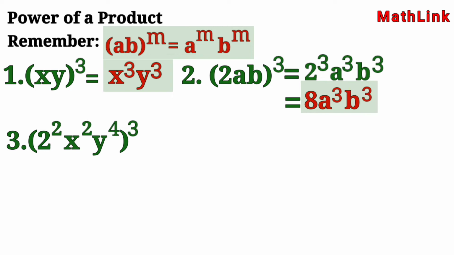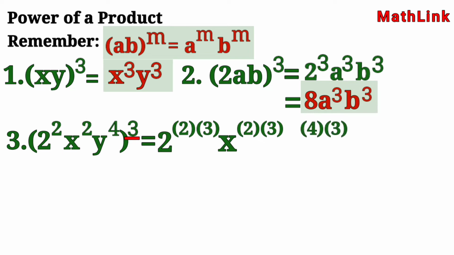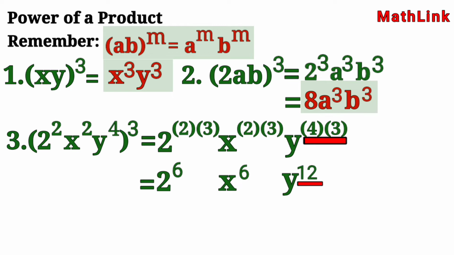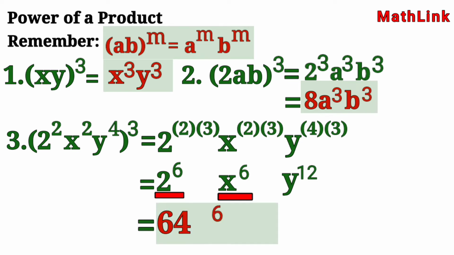Example number 3. The quantity 2 squared x squared y to the fourth power, raised to 3, is equal to 2 squared times 3, x squared times 3, y to the fourth power times 3, is equal to 2 raised to the 6th power, x to the 6th power, y to the 12th power, and 2 to the 6th power is equal to 64. x to the 6th power, y to the 12th power.